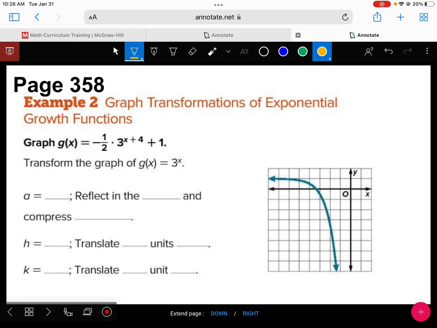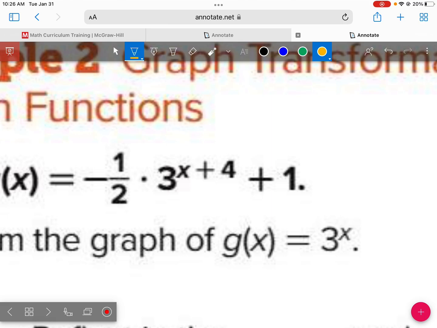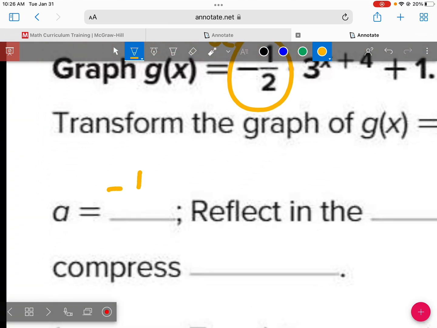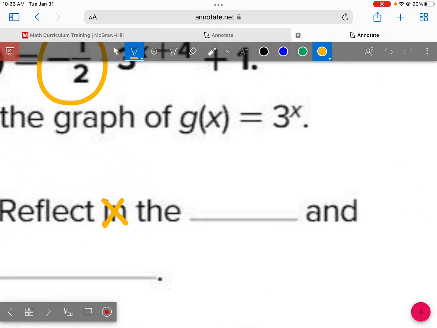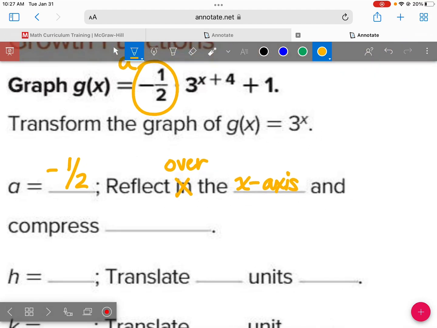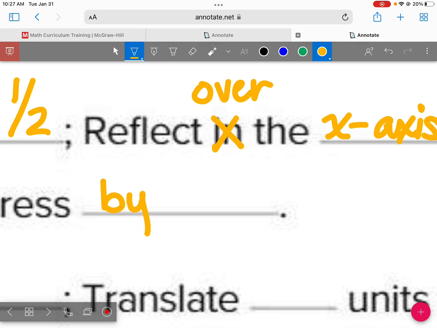Help me out here. What is the a value in this transformation? Negative 1/2. That will reflect, I always say over, it's going to reflect over what? The x-axis. And it will compress by 1/2.